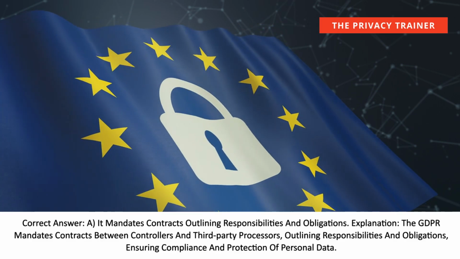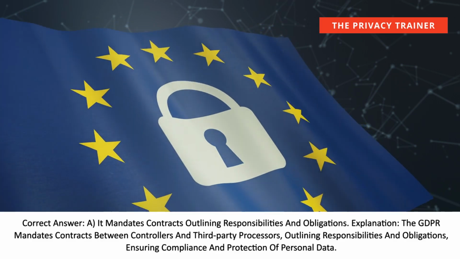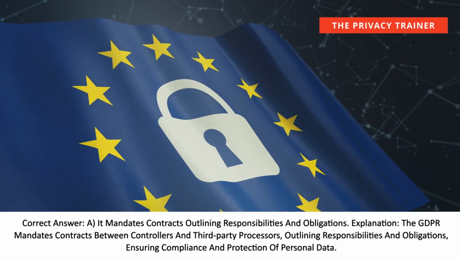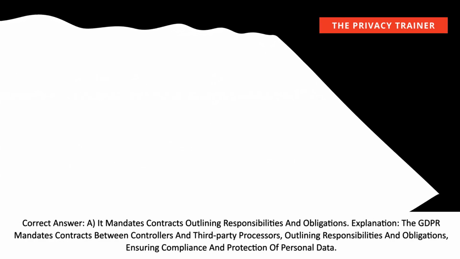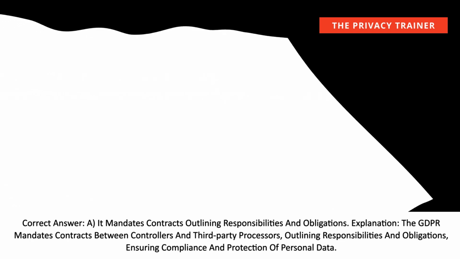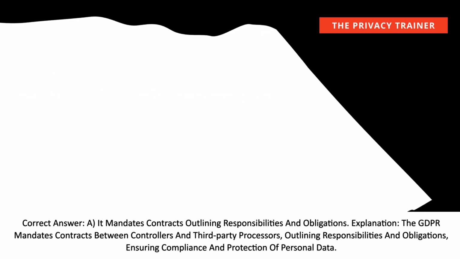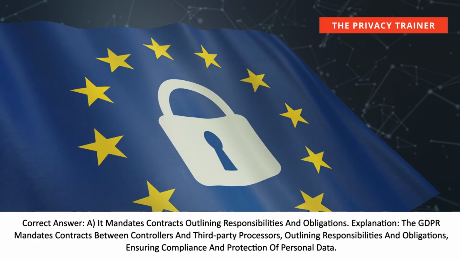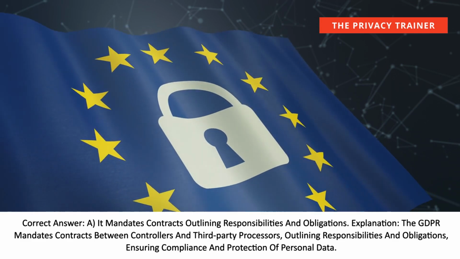Correct answer: A. It mandates contracts outlining responsibilities and obligations. Explanation: the GDPR mandates contracts between controllers and third-party processors, outlining responsibilities and obligations, ensuring compliance and protection of personal data.